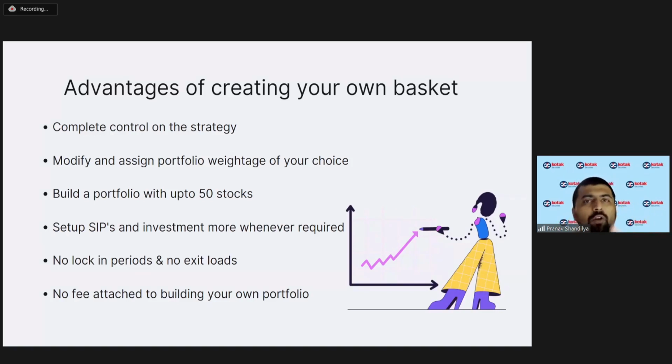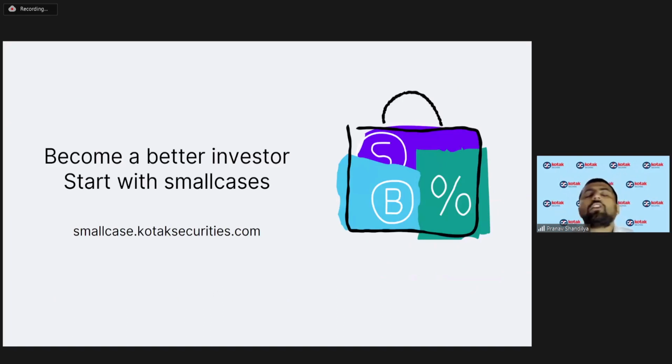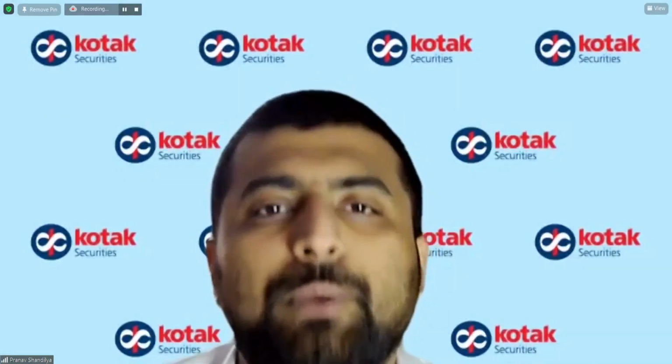Even for investing more, even for setting up your SIP, any amount you invest, the first time you'll be charged 100 plus GST, post that you will not be charged anything. So this is all about smallcase as a platform. And we hope that the audience that has come today will probably become better investors going forward by taking a look at new products like smallcases that have managed to come into the picture.